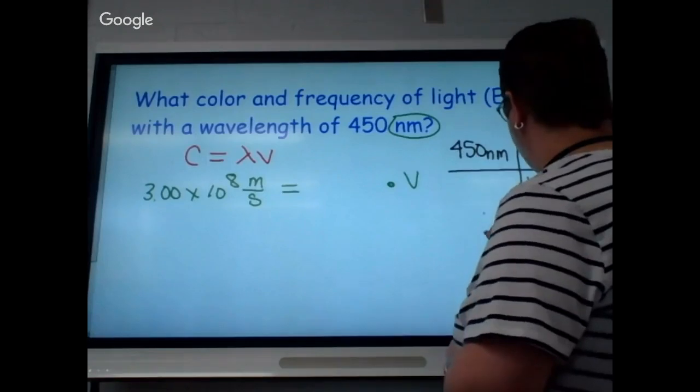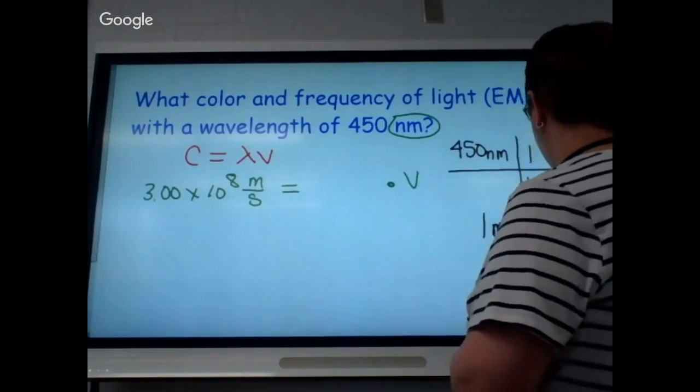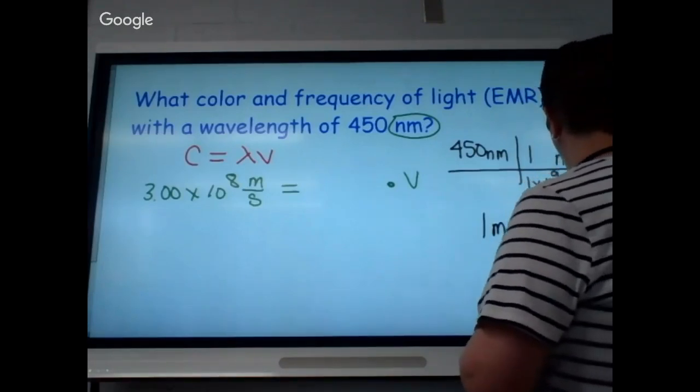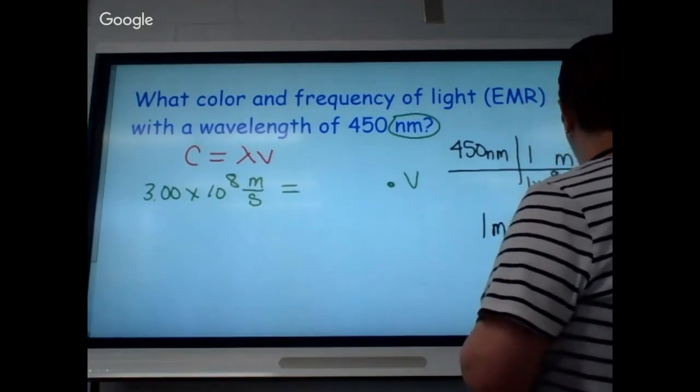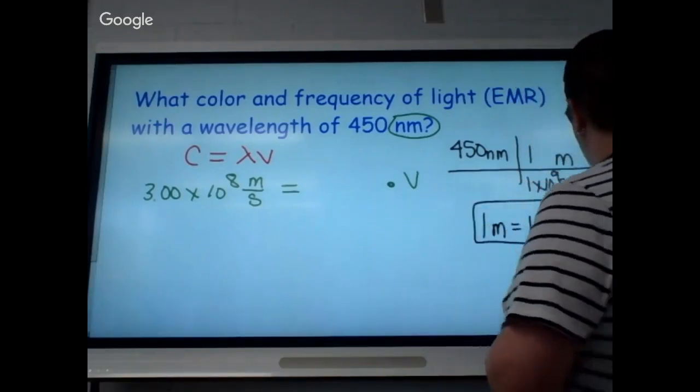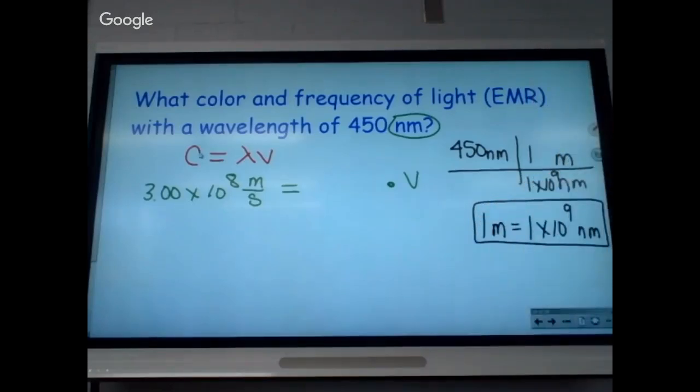So basically, things that start with M get a 1. We have to memorize that too. So, in the box, as someone pointed out, we got to memorize that too, don't we? Yes, you do. You have to be able to change meters to nanometers. So that's how you change meters to nanometers.